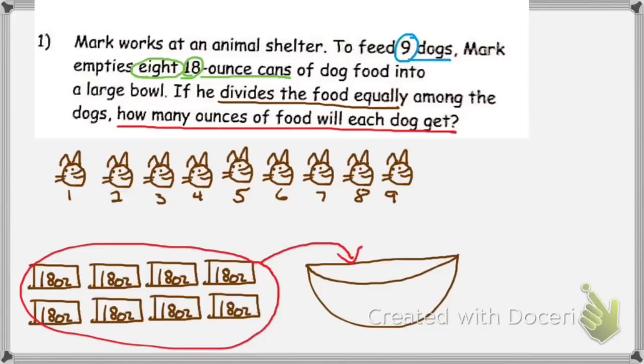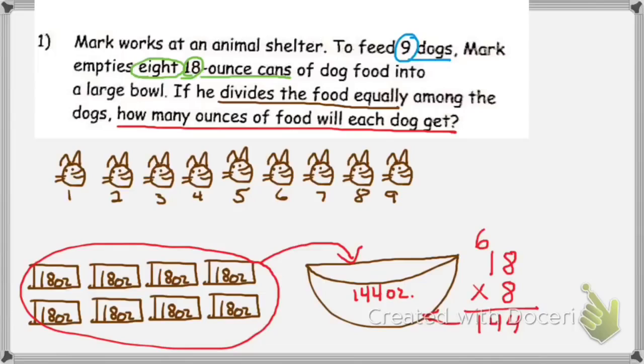How many ounces? Well, I know that each can is 18 ounces and there are 8 cans, so I'll do the math problem. 18 times 8. 8 times 8 is 64. Put down the 4, carry the 6. 8 times 1 is 8, plus 6 is 14. So I know that in the bowl there's 144 ounces of food altogether.